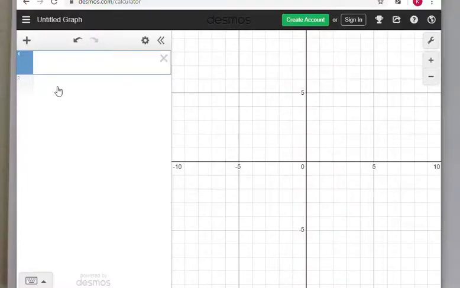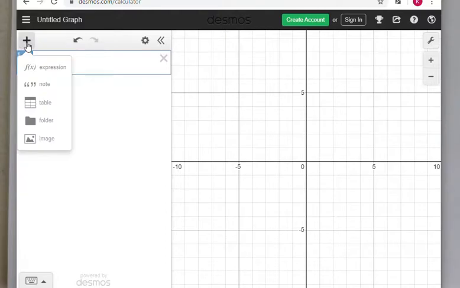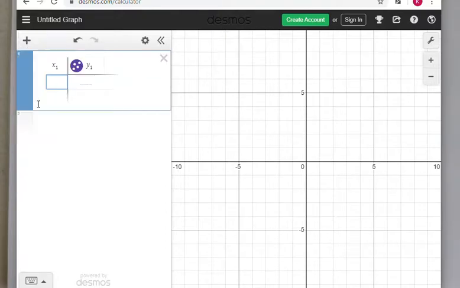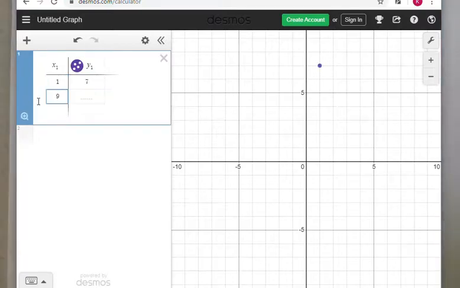Okay, so here we are in Desmos. And the first thing I'm going to have to do is put in my values. So I'm going to put them in the form of a table. The first point we were given was 1, 7. And the next point was 9, 11. And that's all we've got, so that's all I can do.